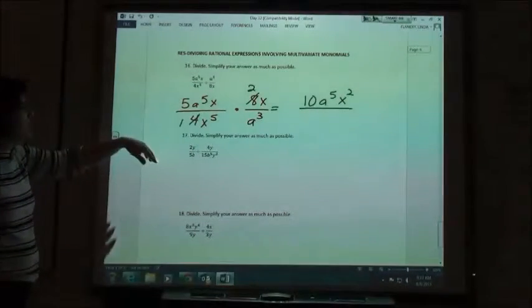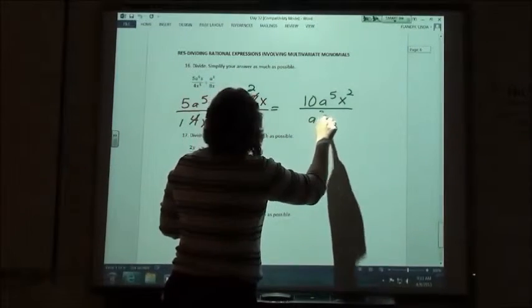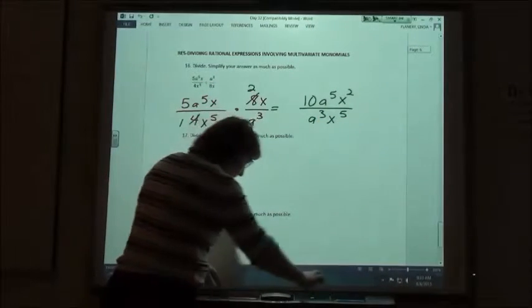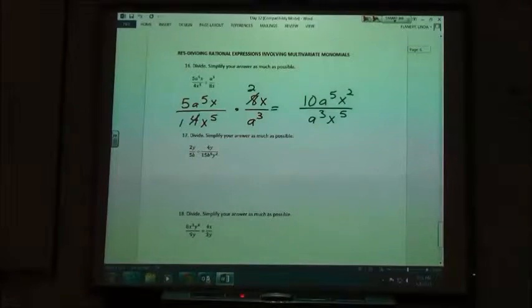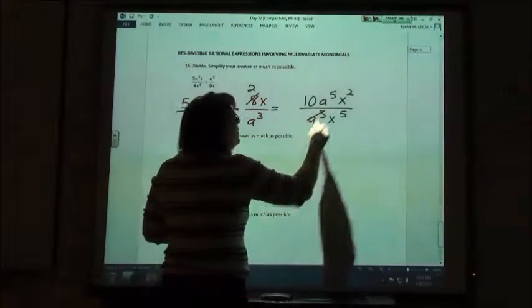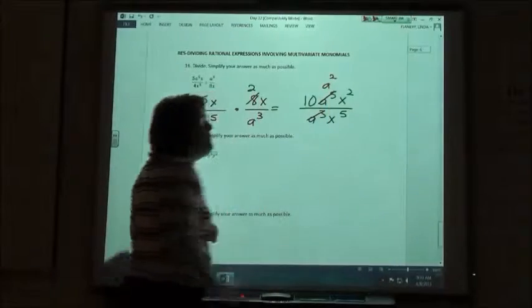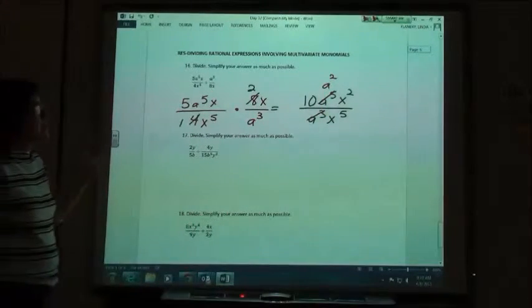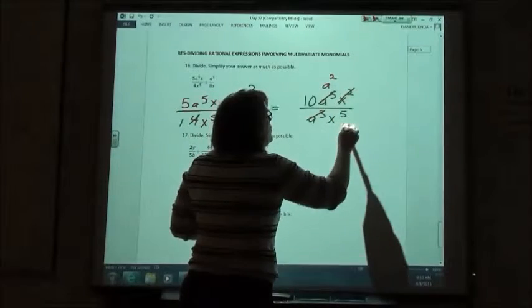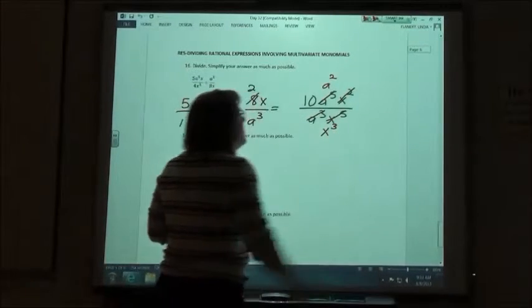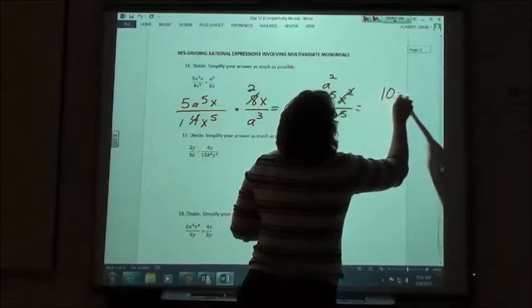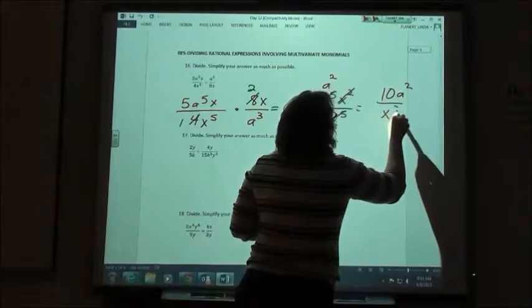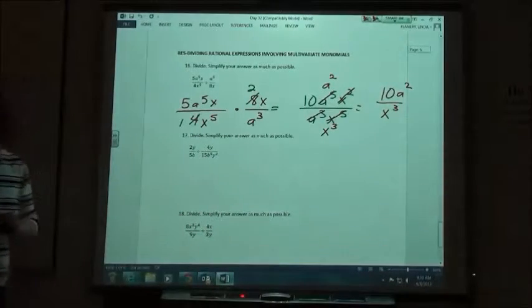On the bottom, we've canceled the 4, so I have an a to the 3rd and an x to the 5th. And then canceling out my variables, I can cancel out the a to the 3rd and the x to the 2nd. So if I take a to the 3rd out of there, it leaves me an a squared up on top. 5 minus 3 is 2. If I take out the x squared, I'm going to take 2 off of 5, so I get x to the 3rd on the bottom. So I get 10a squared over x cubed for my answer.